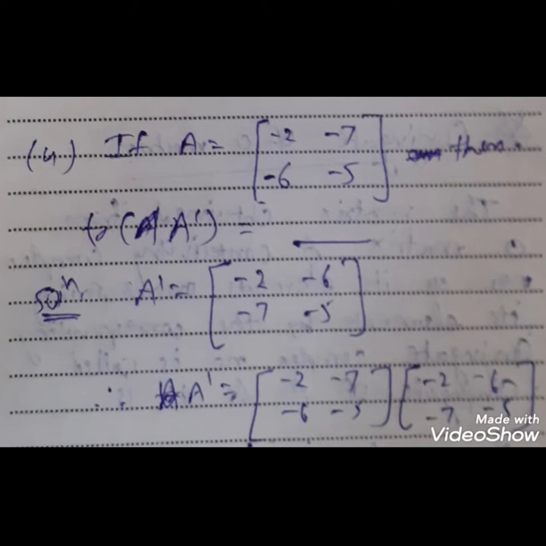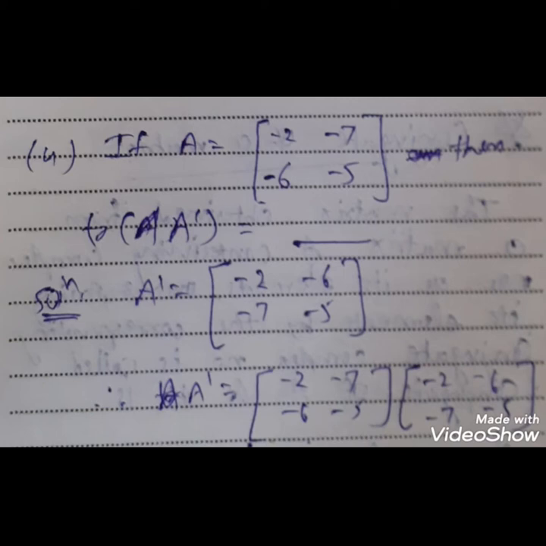Now we take its multiplication. First row multiplied with first column, so we get -2 into -2, 4, plus -7 into -7, 49. So 4 plus 49 is 53. Now we multiply the first row with the second column, so -2 into -6 is 12, plus -7 into -5 is 35, 12 plus 35 is 47. Similarly we multiply the second row with the first column, then -6 into -2 is 12, plus -5 into -7 is 35, 35 plus 12 is 47. And then we multiply the second row with the second column, so we get the last element of this multiplication, that is -6 into -6, 36, plus -5 into -5, 25. 36 plus 25 equals 61.